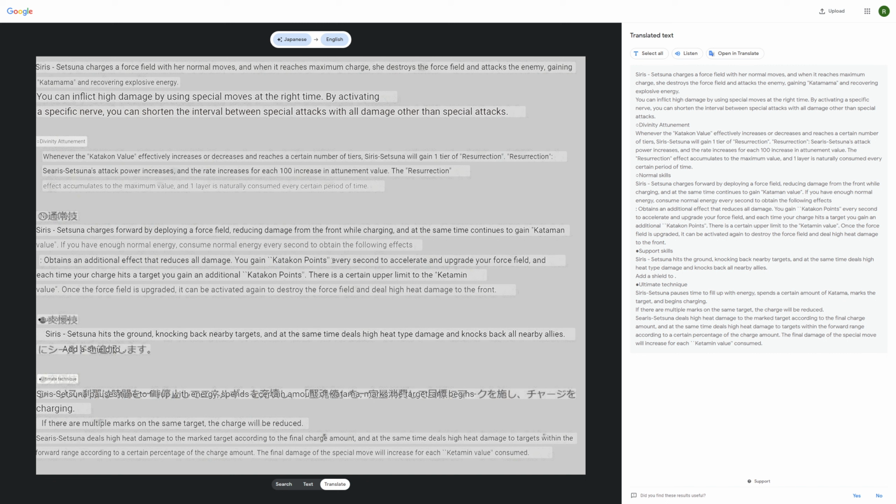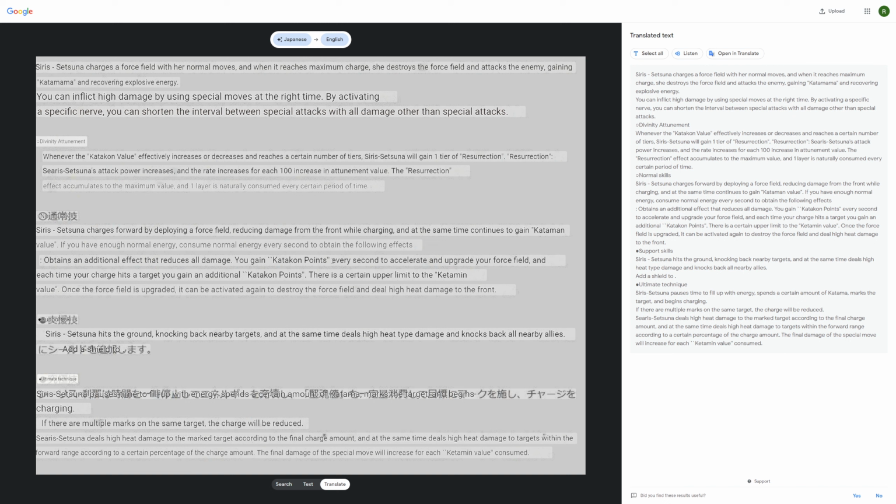Now her ultimate, which we've seen in the trailer a little bit, but let's see. SIRIS pauses time to fill up with energy, spends a certain amount, marks the target, and begins charging. If there are multiple marks on the same target, the charge will be reduced. SIRIS deals high heat damage to the marked target according to the final charge amount, and at the same time deals high heat damage to targets within the forward range according to a certain percentage of the charge amount. The final damage of the special move will increase for each value.